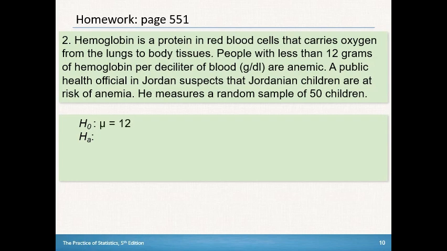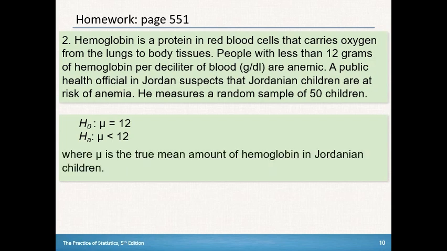Okay, so the mean is equal to 12, the population mean. And then what are the suspicions? The suspicions are that Jordanian children are more at risk. So that means that the mean blood hemoglobin concentration in Jordanian children will be less than 12. So mu less than 12 would be the alternative hypothesis, where mu is equal to what? You have to state what the mu is in this case.